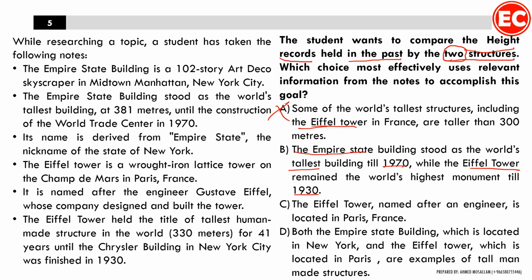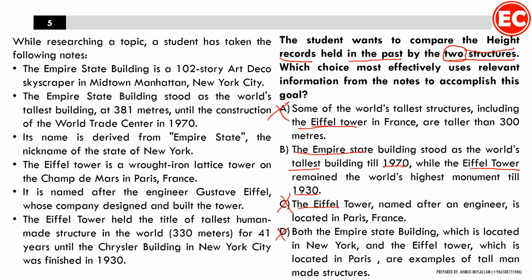This one covers all parts of the question, but I don't stop here. I have to check C and D as well. So the Eiffel Tower, named after an engineer, is located in Paris. It's only talking about the structure, so doesn't make sense here. Both the Empire State Building, which is located in New York, and the Eiffel Tower, which is located in Paris, are examples of tall man-made structures. There are no records mentioned here, although it mentioned both structures.